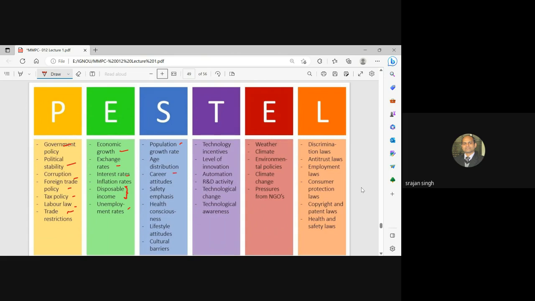Pollution, population distribution, age distribution, career attitude, safety, and then health, lifestyle. In technology: initiatives, level of innovation, automation, R&D services, technological changes, technological awareness. And in environmental: weather, climate change, right? And legal: discriminatory laws, antitrust laws, various laws which are present in the nation are legal.